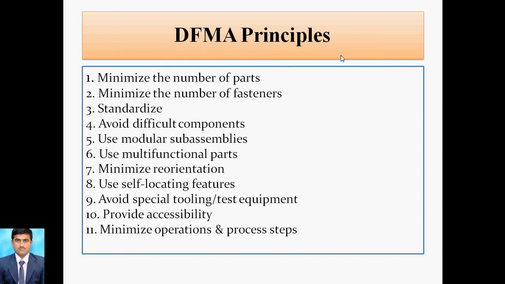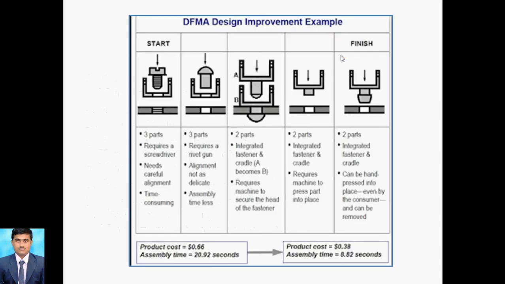assembling time. The next is the use of self-locating features. When two mating parts are there, you can easily mate them, and that is why it is helpful to manufacturing also. The next, provide accessibility, so we can move easily from one section to another. The next part is minimizing the operation and process types. These are the benefits of DFMA, and these are the principles of DFMA.